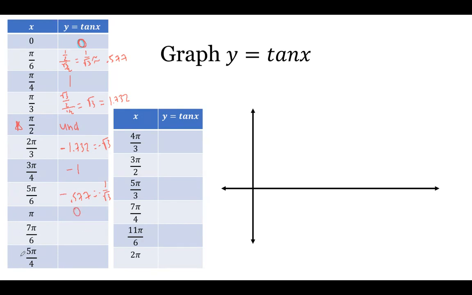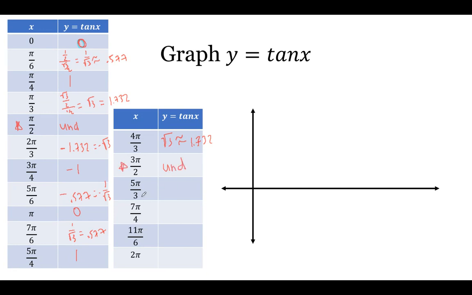7 pi over 6, now we're in quadrant 3. This is where tangent gets positive. At 7 pi over 6, we're going to have 1 over root 3, which is about 0.577. I'm thinking reference angles. That's why 7 pi over 6, I'm linking it back to pi over 6. And then just thinking about it as a positive or negative. 5 pi over 4 is going to be positive 1. 4 pi over 3, link it back to pi over 3. And it's going to be positive. So you're going to have root 3, which is about 1.732. 3 pi over 2, it's undefined again.